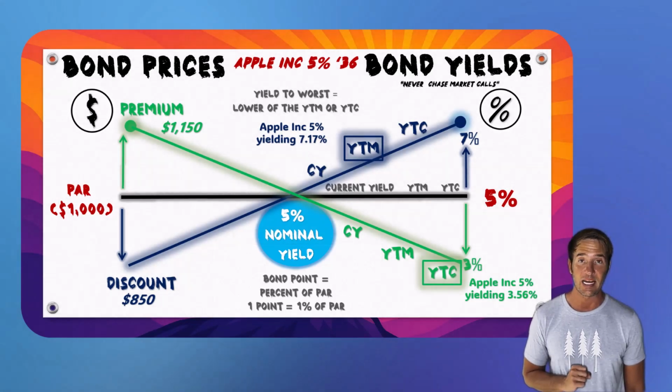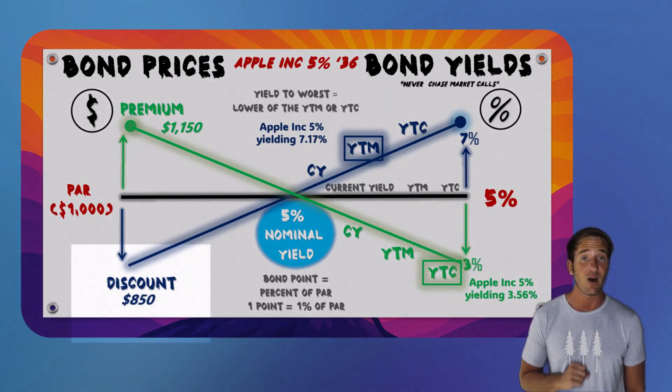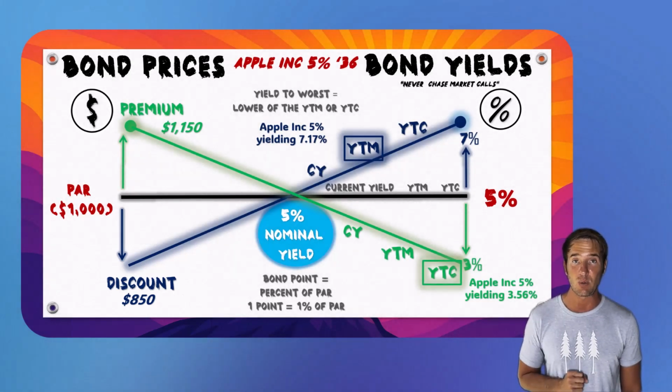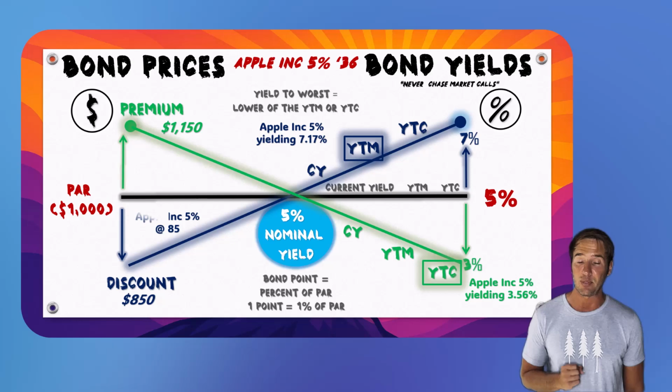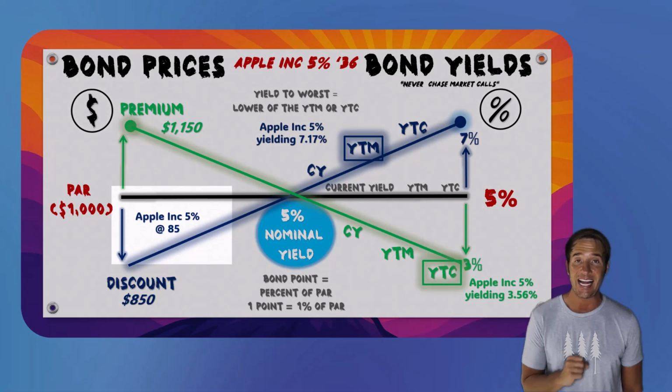So let me give you an example. Let's take our discount bond. This bond is trading at $850. So how would that be displayed on a price quote? It would look like this. Apple Inc. 5% at 85.